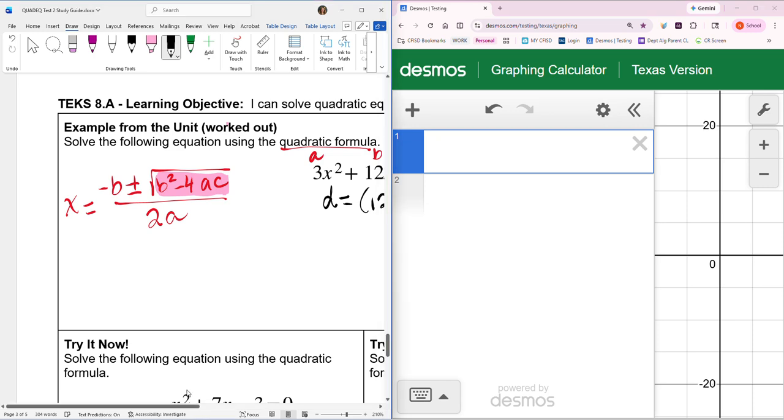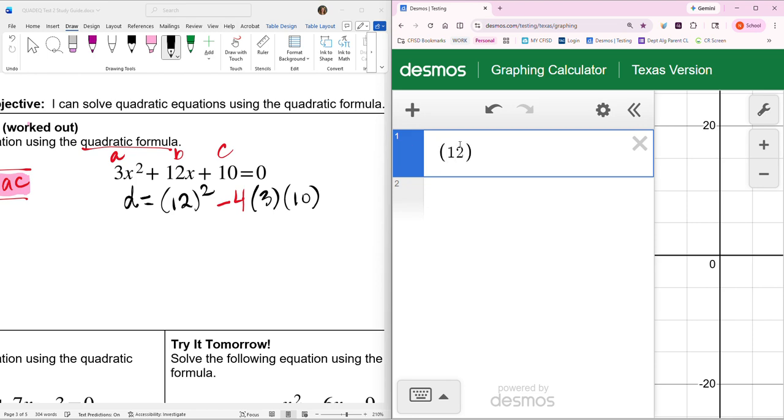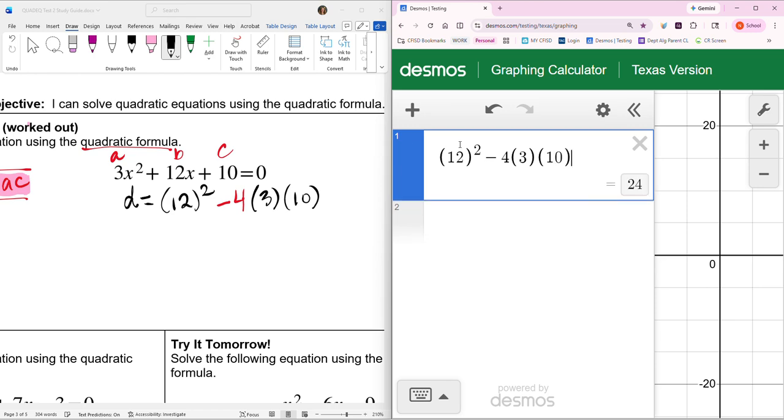When I'm putting it in the calculator, I'm putting it in exactly as it is. So I'm putting parentheses 12, parentheses squared, and then -4, and then parentheses 3, and then parentheses 10. And that will give me 24. So our discriminant is 24.